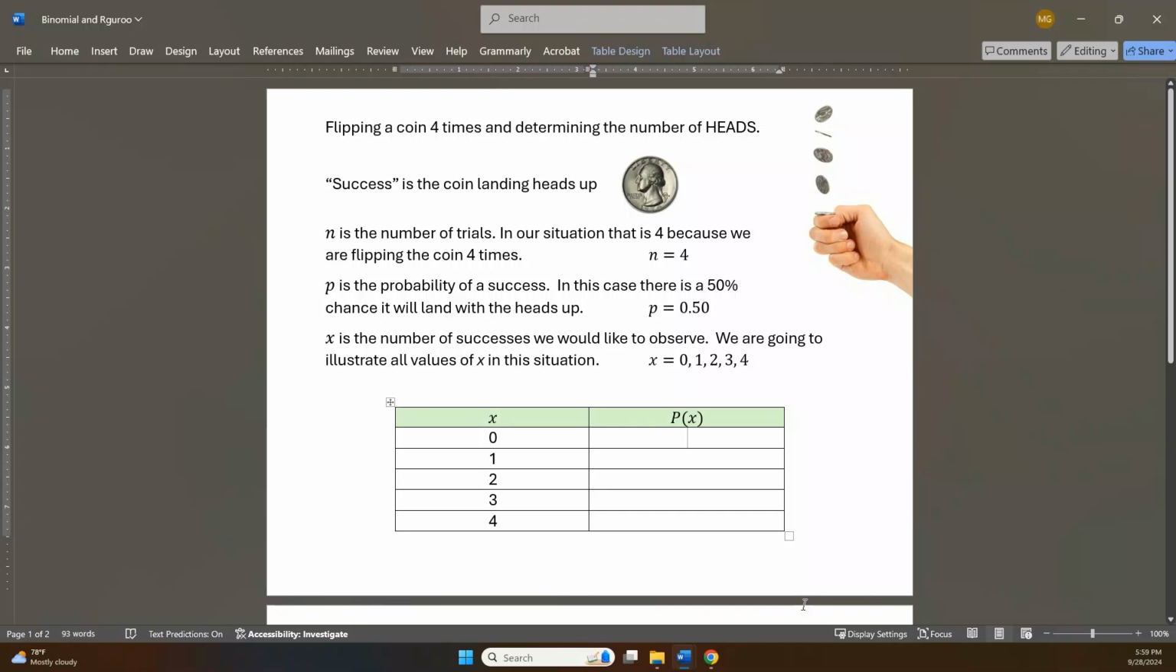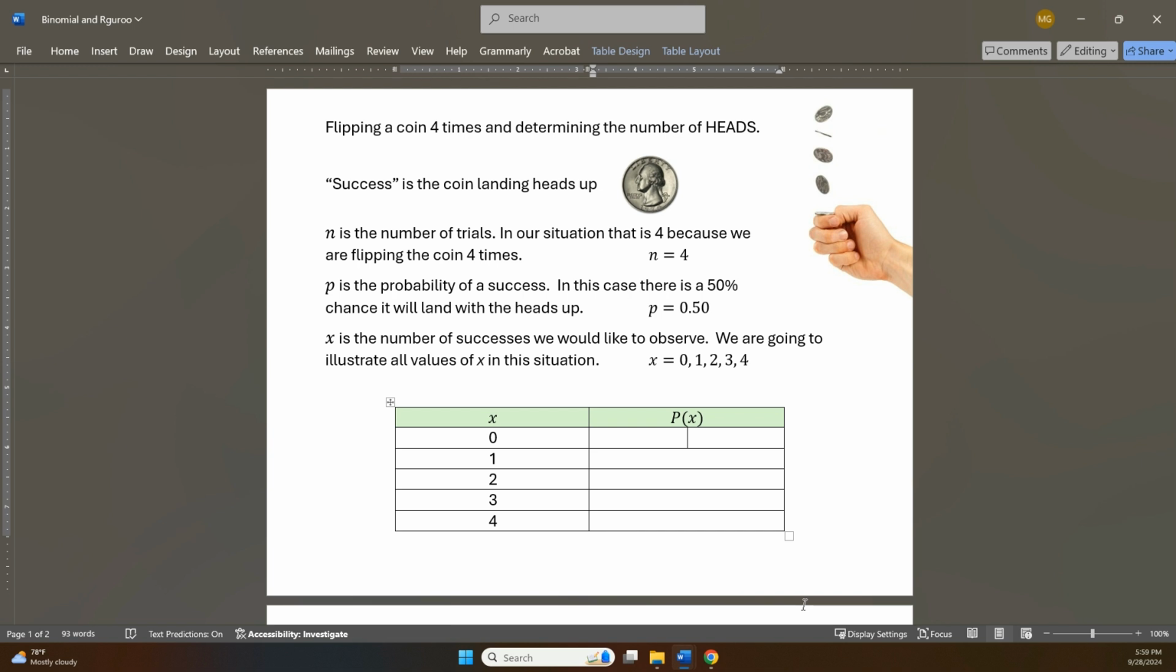We're going to take a few minutes and discuss how we can have our guru help us find binomial probabilities. The example I'm working is the same as the one above in the Learn screen, where we are flipping a coin 4 times and determining the number of heads and finding the binomial probabilities associated with that. Our success here is the coin landing heads up.